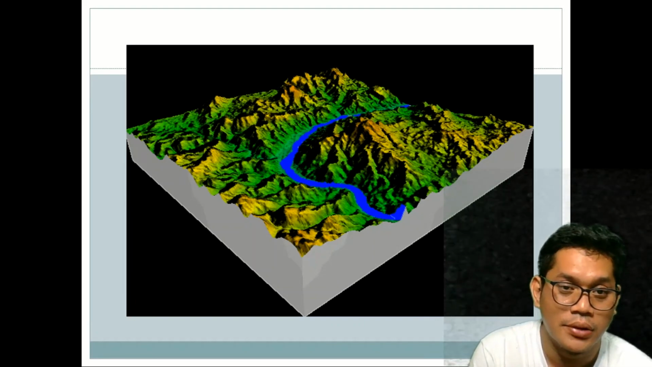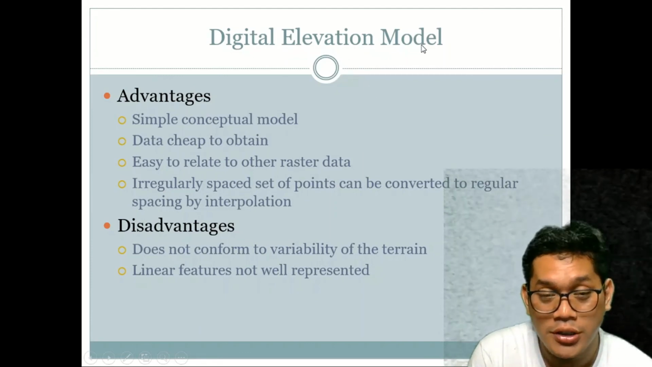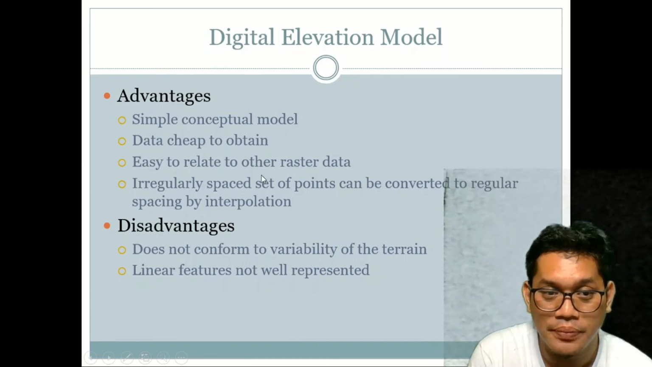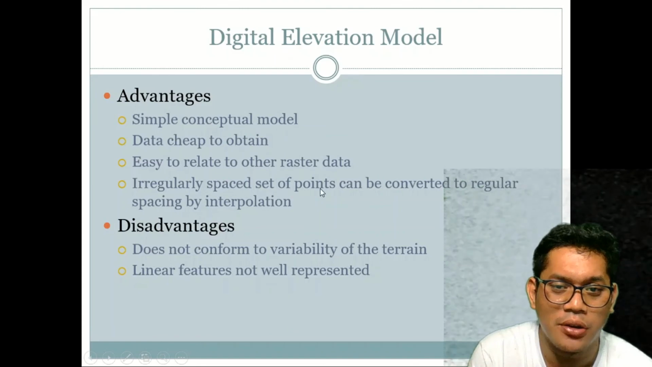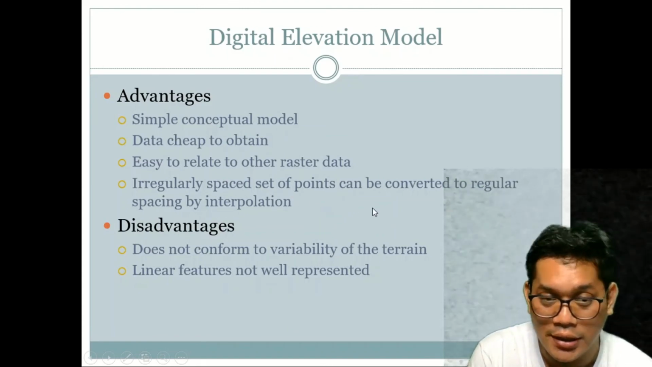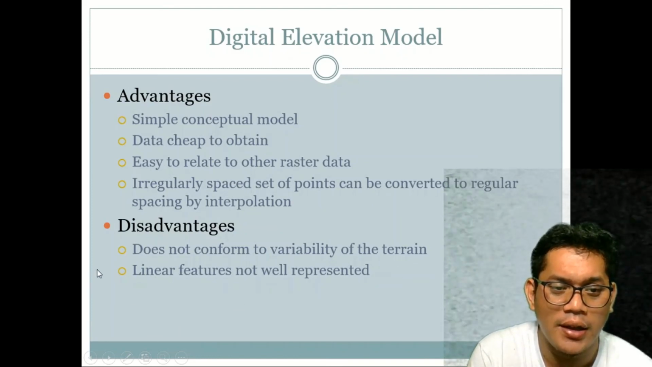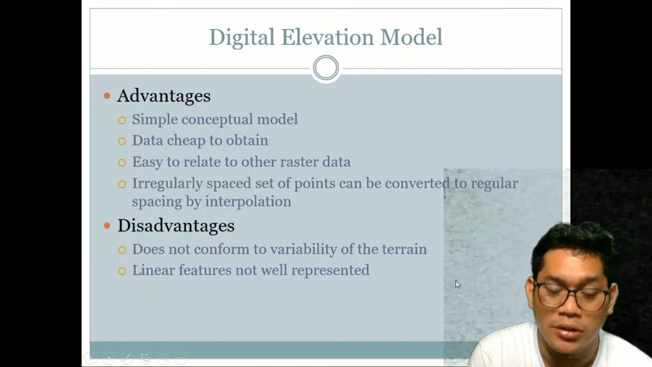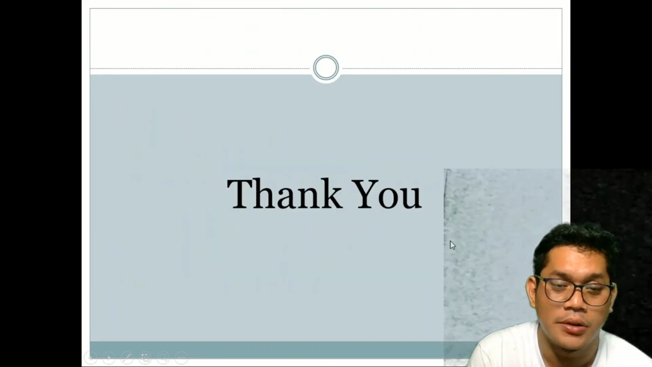Okay, so what are the advantages of the digital elevation model or DEM? The advantages are a simple conceptual model, data that is cheap to obtain, and it is easy to relate to raster data, and irregularly spaced points can be converted to regularly spaced ones by interpolation in the raster data. The disadvantages are that it does not confirm variability of the terrain, and linear features are nowhere represented because of the nature of the data having pixels or grid cells. Thank you very much.